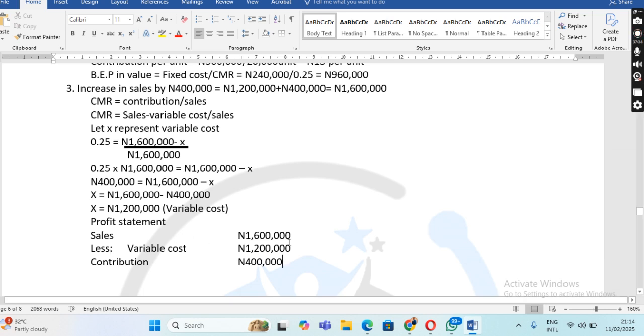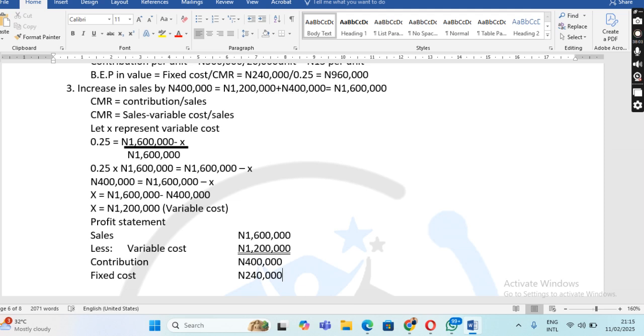Now, you can see that your contribution has also increased as a result of that, right? Now, your fixed cost. Don't forget your fixed cost. This is the fixed cost that they say will remain unchanged. Class, your fixed cost still remains as 240, unless it is stated otherwise in the question, right? Unless it is stated what? Otherwise.